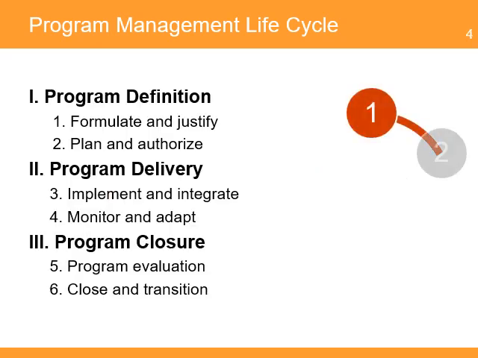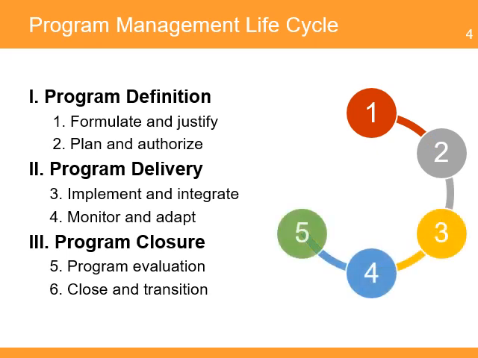The program management cycle contains the following phases and sub-phases. The program definition has the sub-phases of formulating and justifying the program and planning and authorization to start work. Program delivery consists of the sub-phases to implement and integrate the work of all projects in the program and monitor and adapt the plans as needed. And program closure includes the sub-phases to evaluate the program and perform the processes to close and transition all projects.